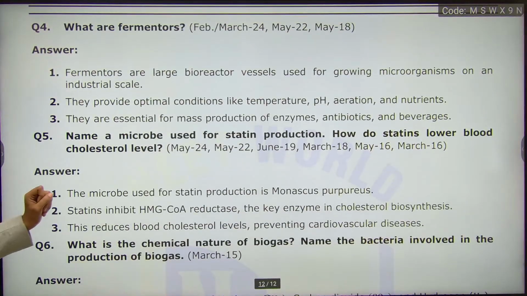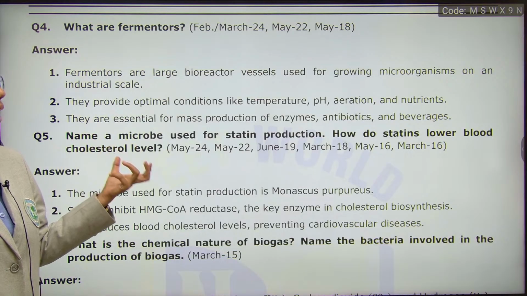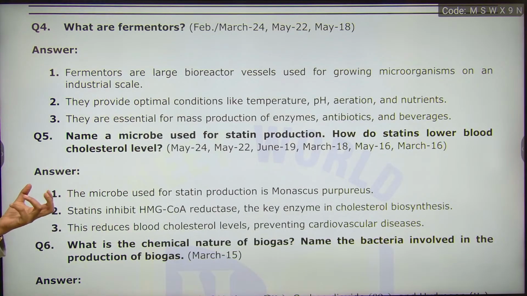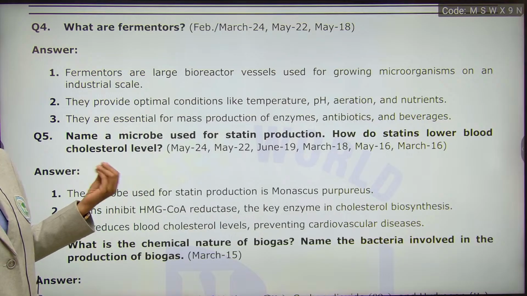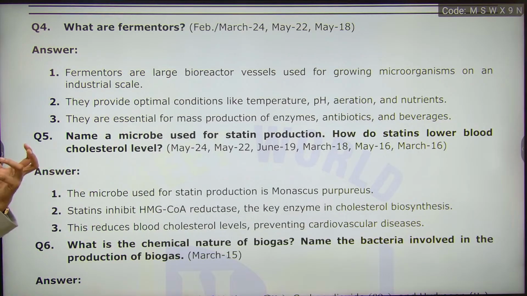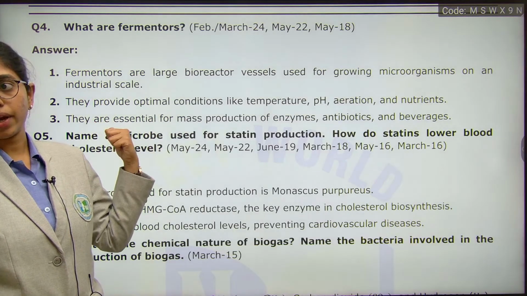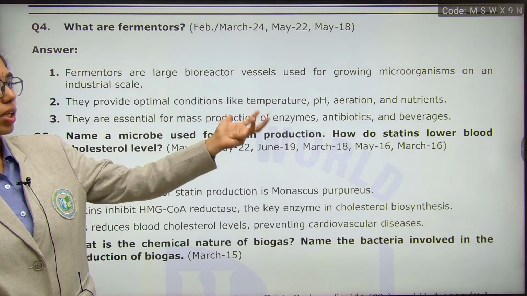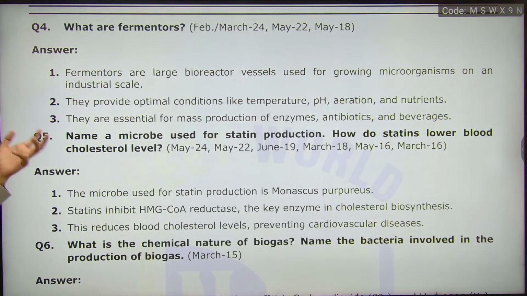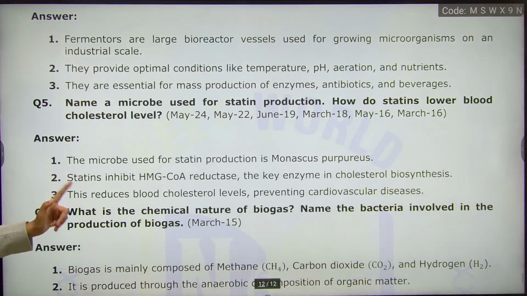Next is about fermenters. Fermenters are large bioreactor vessels. They are used for growing microorganisms on an industrial scale. Optimal conditions are provided for temperature, pH, aeration and nutrients. They are essential for mass production of enzymes, antibiotics and beverages.